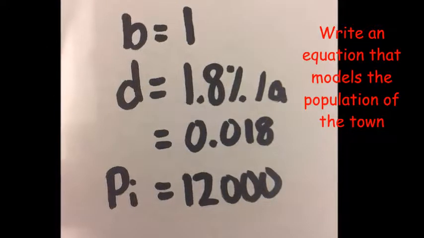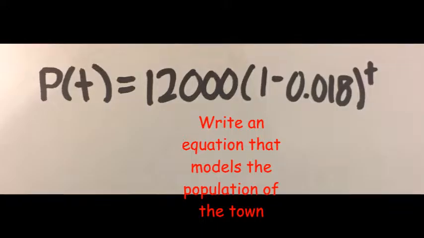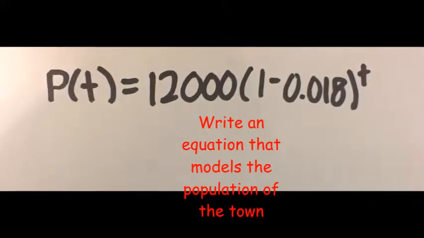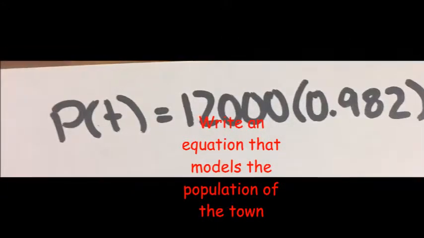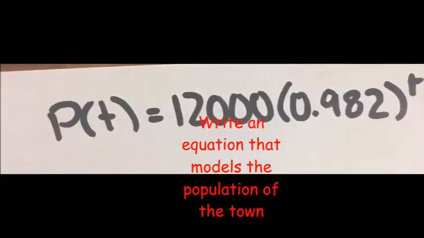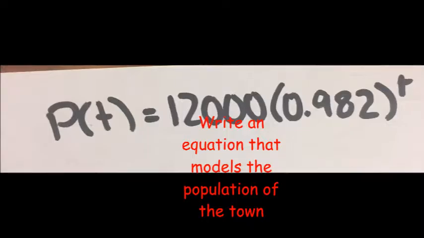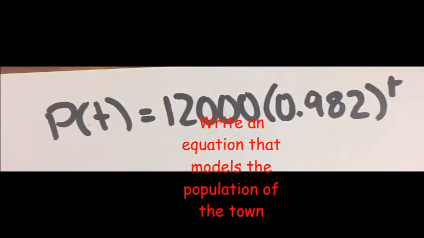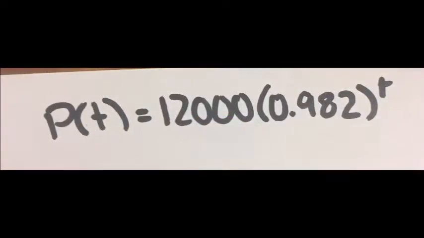Next I substitute what I know into the equation. From the question I know the decrease rate of 1.8% per annum and the initial population is 12,000. In all exponential decay questions, b is equal to 1. The equation can then be simplified to P(t) = 12,000 times 0.982 to the power of t. An important concept, although learned in grade 11, exponential equations are essential to solving the rest of the problem.